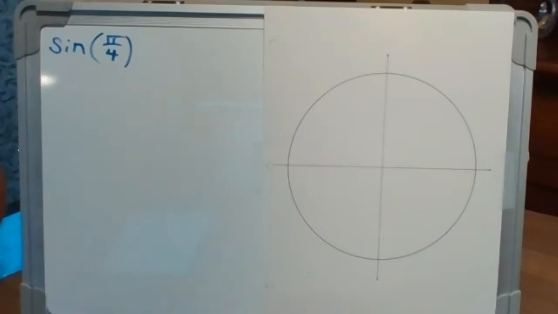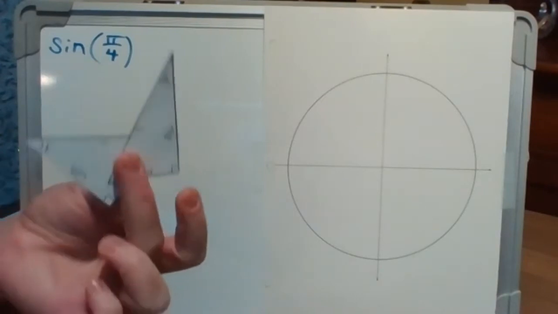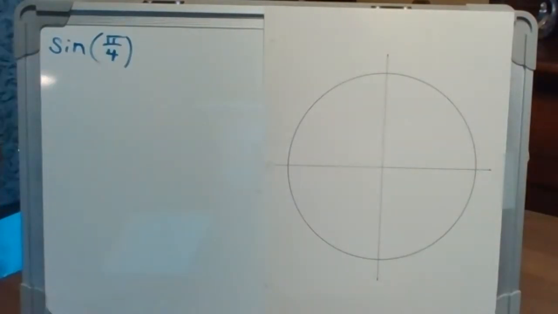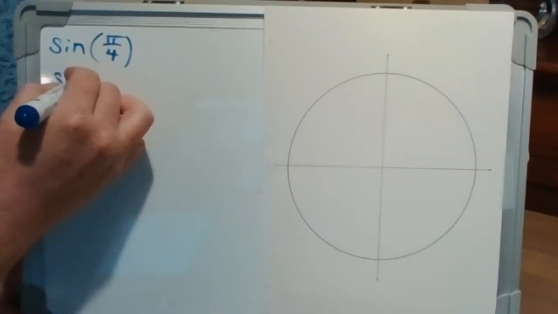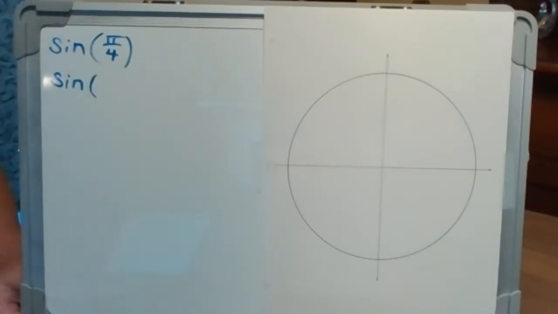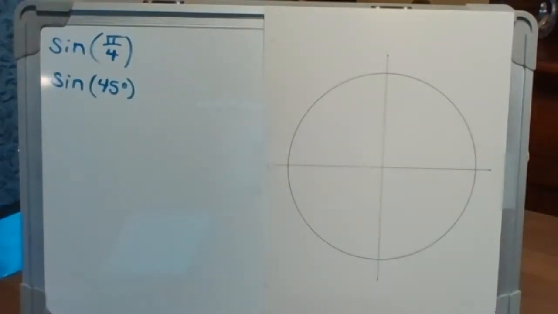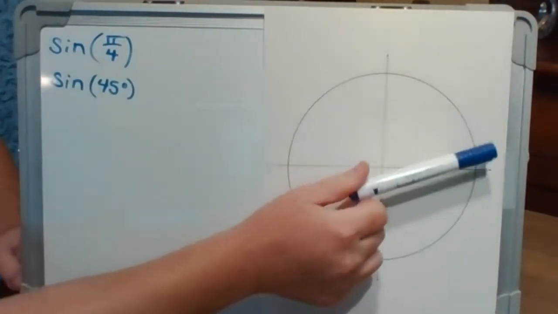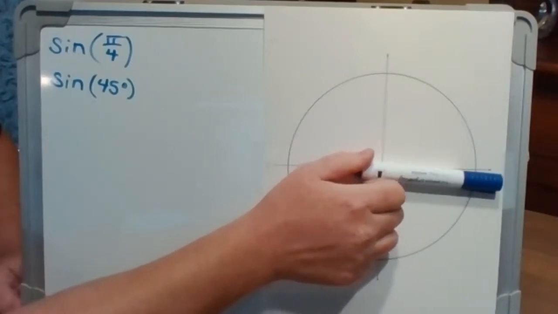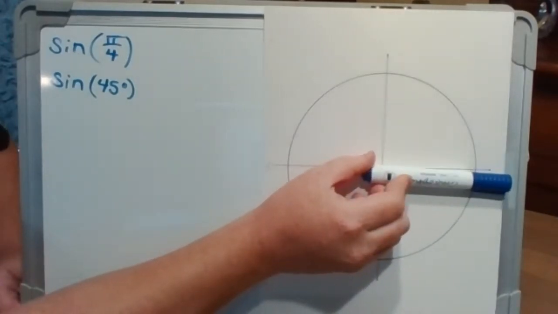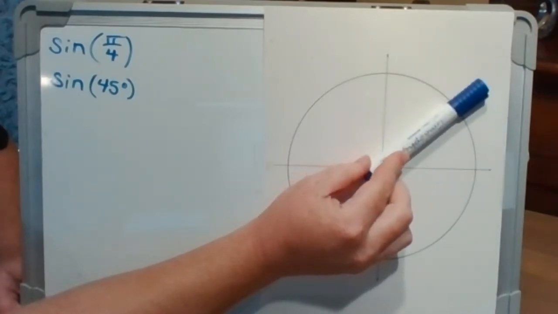If they give it to you in radians, I always convert it to degrees just because my triangles are based on degrees. So I at least do it in my head. So sine of pi over 4 is the same as, what does that convert to? 45 degrees. So if I go onto my circle here, 45 degrees is going to be right here.